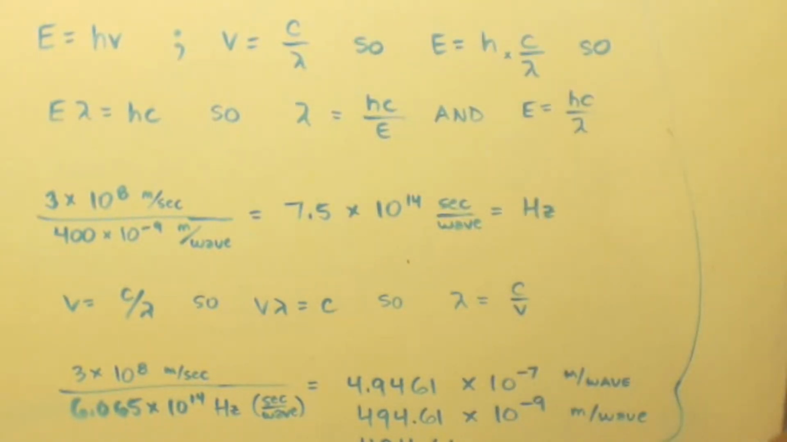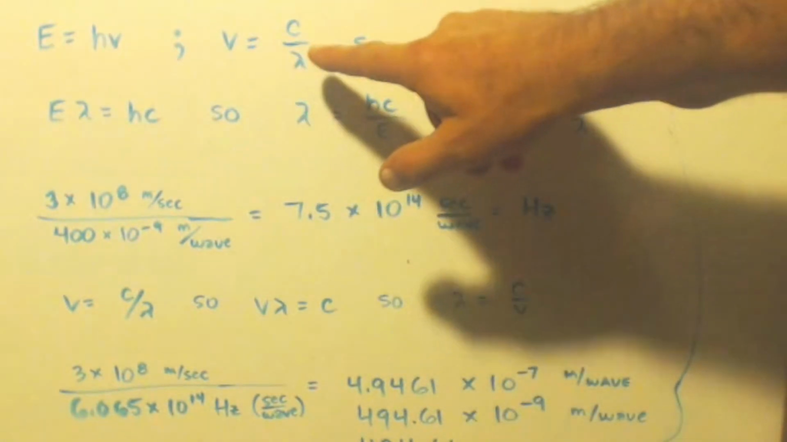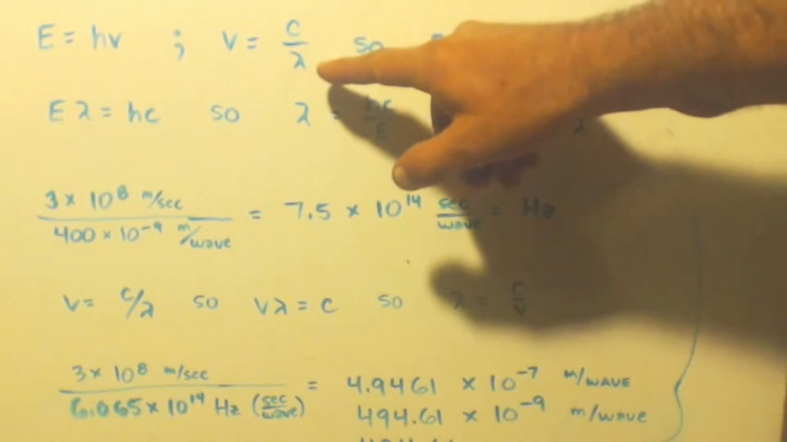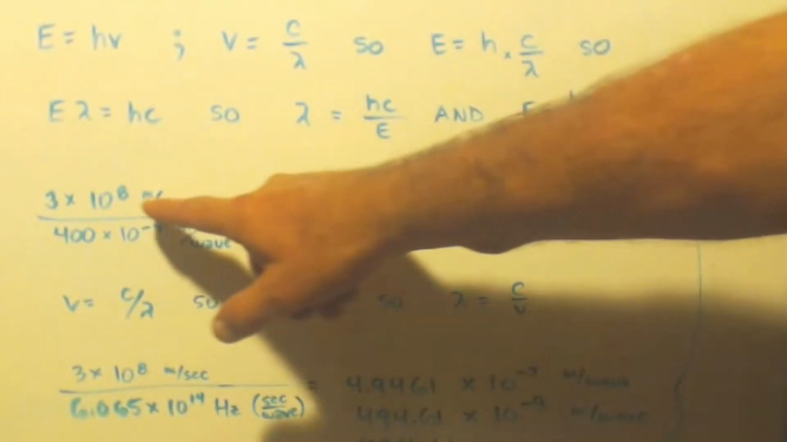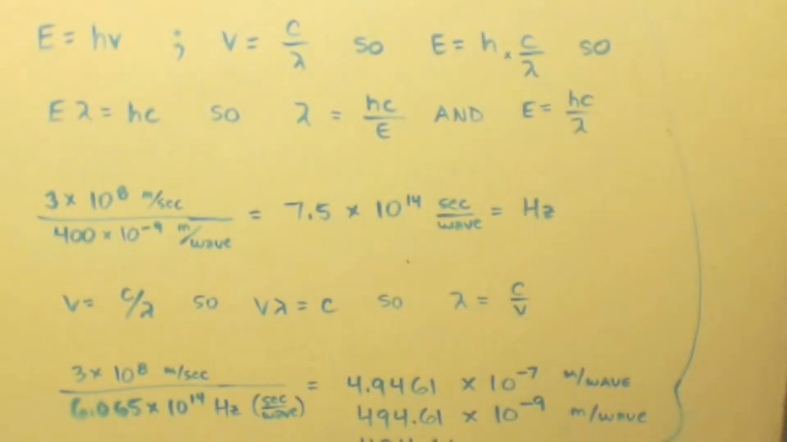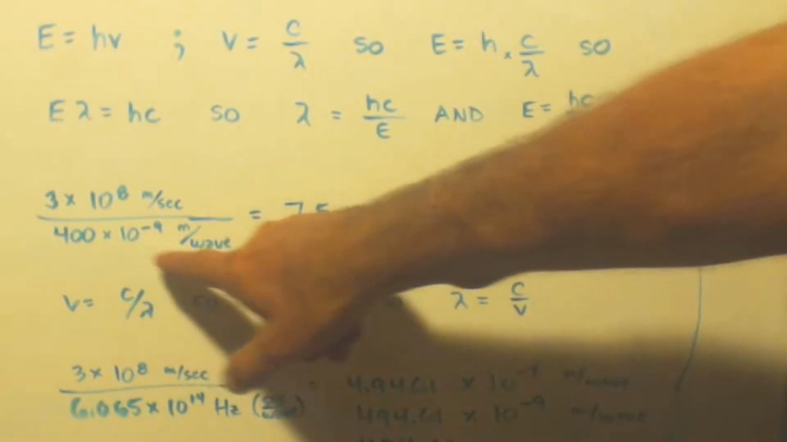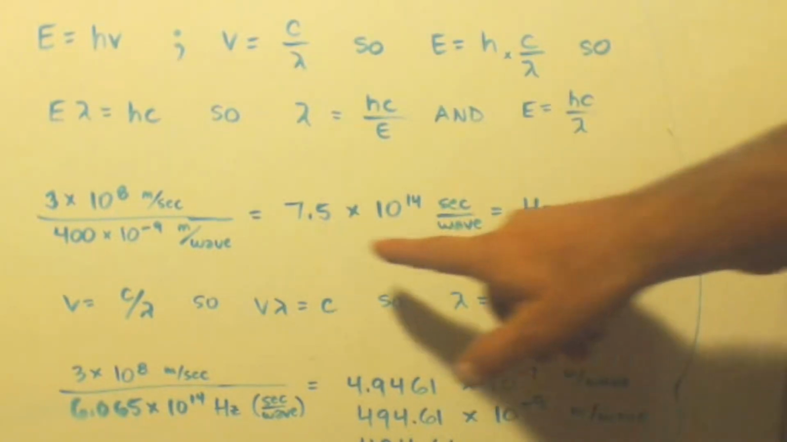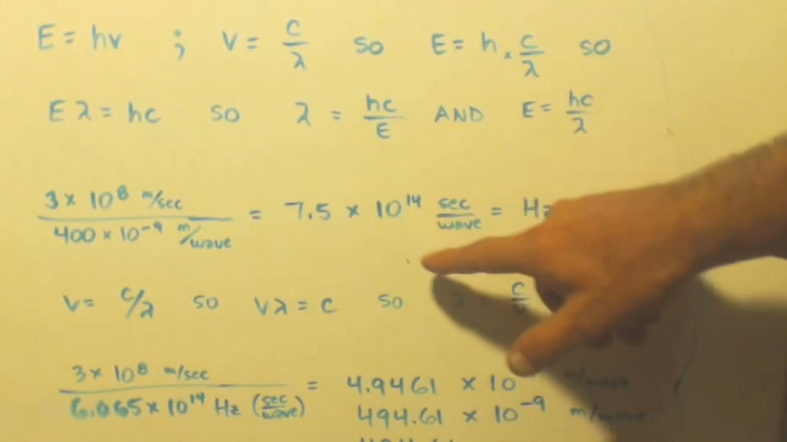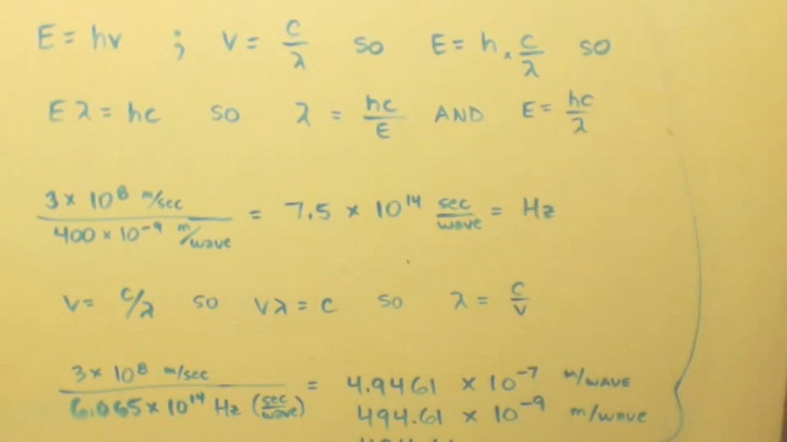So if I want to know the frequency, I would use this formula right here. I would take the speed of light and I would divide it by my wavelength. And that's what I do down here. See, the speed of light is 3 times 10 to the 8th meters per second. And now, since we're using meters, we have to turn these nanometers into meters, right? Now, up above, we already said that we got from charts 7.5 times 10 to the 14th hertz, or seconds per wave, right?